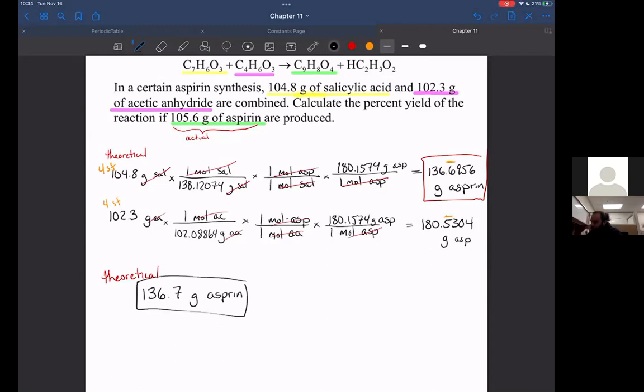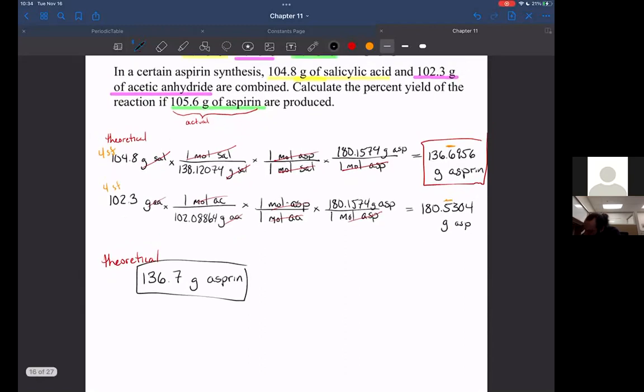That's my theoretical yield. But then when I calculate my percent yield, I'm going to take that actual, the 105.6 grams of aspirin, and I'm going to divide it by the theoretical yield. But again, I'm going to take all those digits so I'm not going to encounter any sort of rounding error. I'm just going to keep my sig fig marked so I know how many should be in my answer. Oh, I've got to multiply by 100 too.